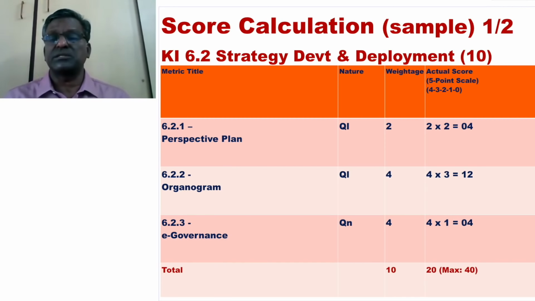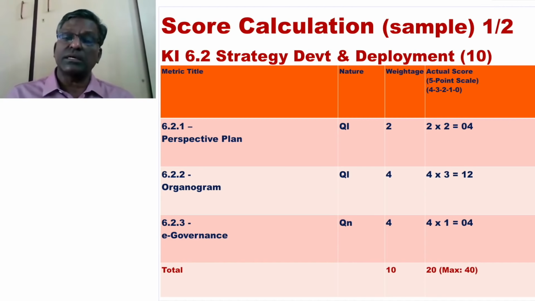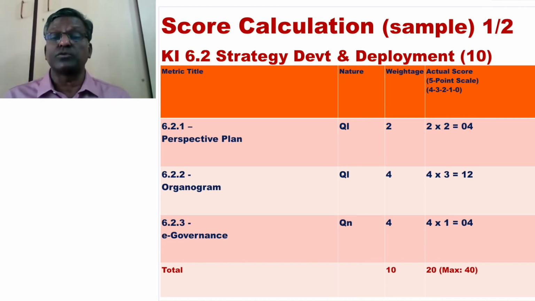Whereas in e-governance, the institution has just started implementing e-governance and they have a long way to go. So therefore, just 1. So 4 into 1, 4. So therefore, for the key indicator 6.2, which is strategy development and deployment, the actual score is 20. Okay, so I repeat, the scores are calculated on the basis of the 5-point Likert scale, where at one end of the matrix you have 0 and at the other end of the matrix you have 4.